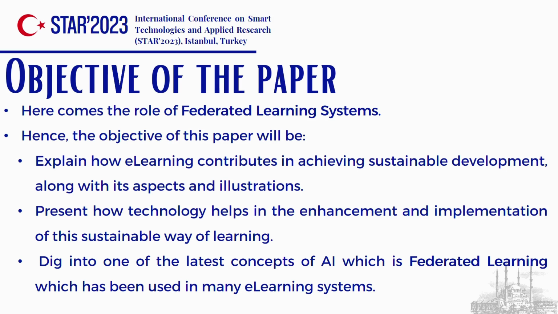Hence, the main objective of this paper is divided into three main points. First is explaining how e-learning contributes in achieving sustainable development along with its aspects and illustrations, presenting how technology helps in the enhancement and implementation of this sustainable way of learning, and finally digging into one of the latest concepts of AI, which is federated learning, which has been used in many e-learning platforms or systems.